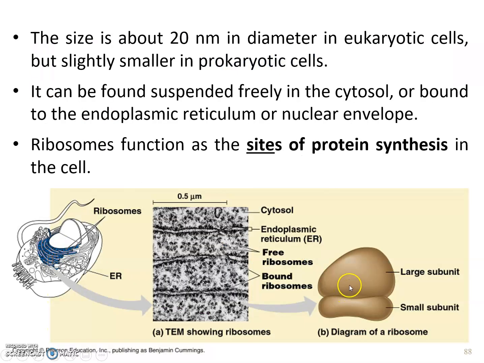So bound ribosome can be found on the surface of the endoplasmic reticulum, especially the rough endoplasmic reticulum, RER. While free ribosome is just suspended in the cytoplasm itself. The size of the ribosome is about 20 nanometers in diameter in eukaryotic cells, but slightly smaller in prokaryotic cells.